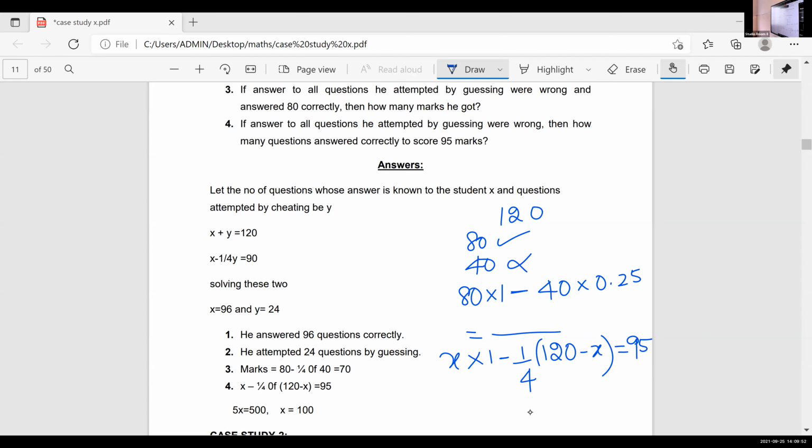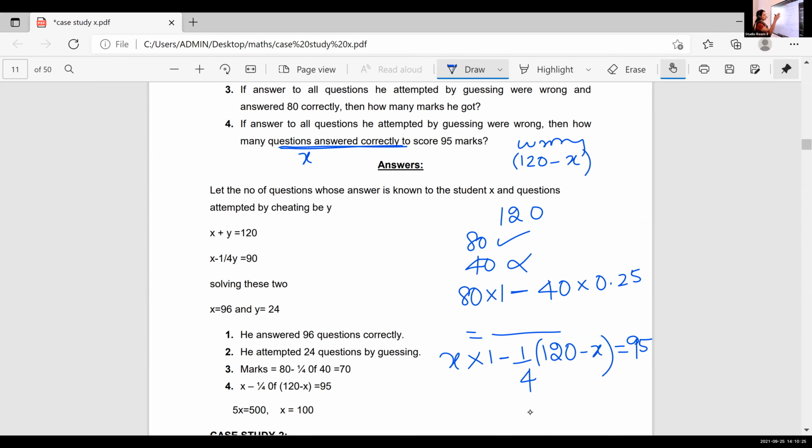Is it Rifa? Yes, Rifa. Listen. In the fourth question, marks are given. Total marks scored is 95. We are asked to find how many questions he answered correctly. We don't know that, so you take it as x. But the total number of questions is 120. So how many went wrong? 120 minus x, isn't it?